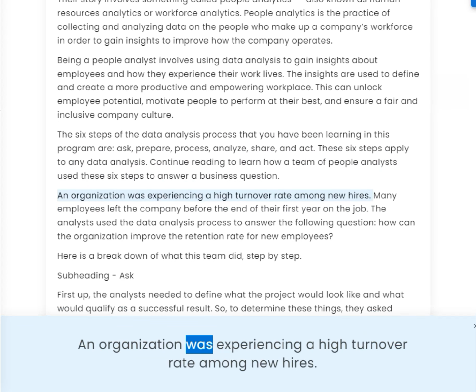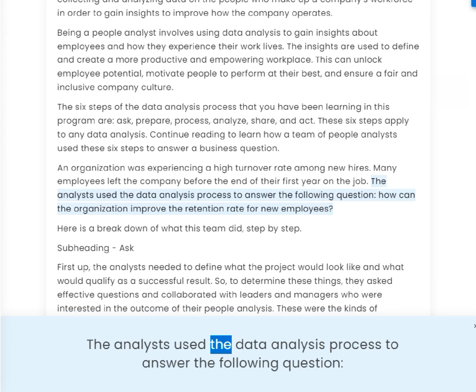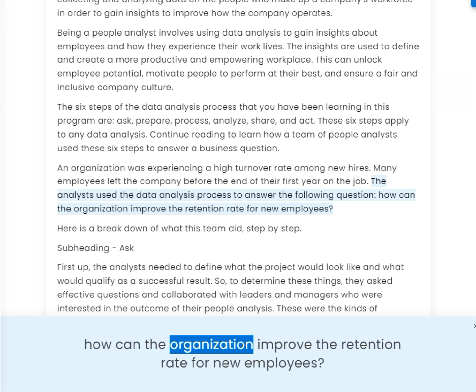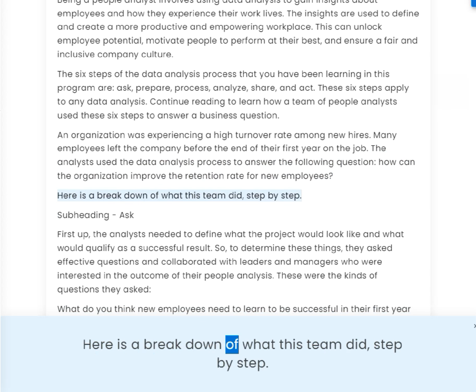An organization was experiencing a high turnover rate among new hires. Many employees left the company before the end of their first year on the job. The analysts used the data analysis process to answer the following question: how can the organization improve the retention rate for new employees? Here is a breakdown of what this team did, step by step.